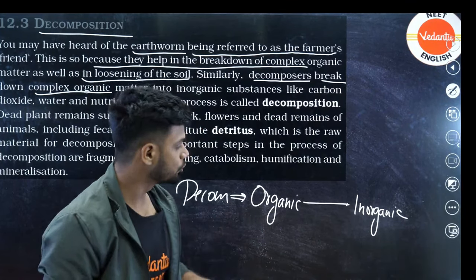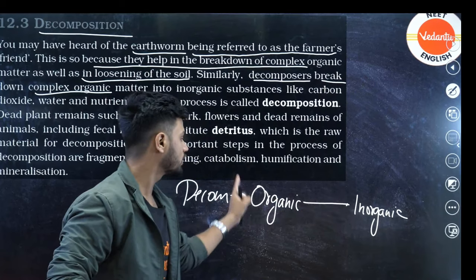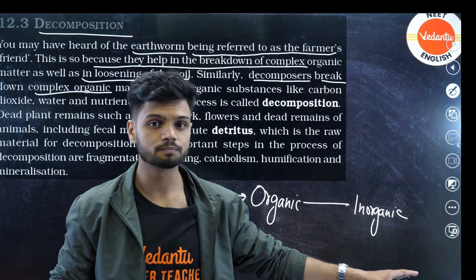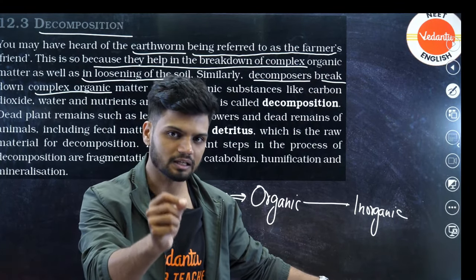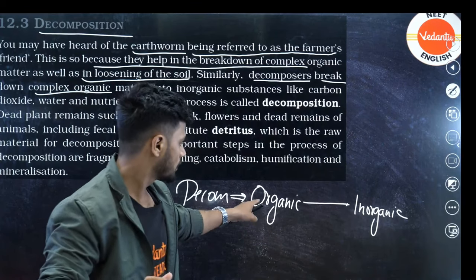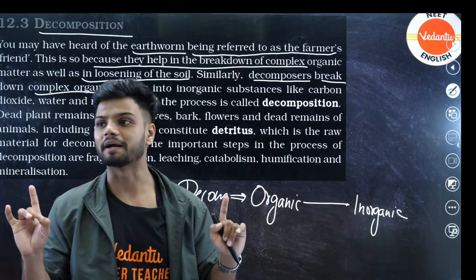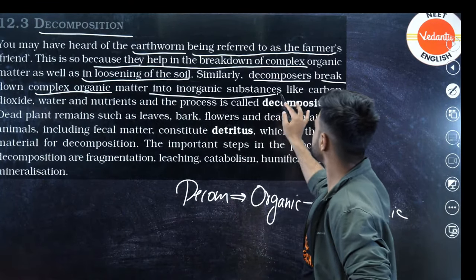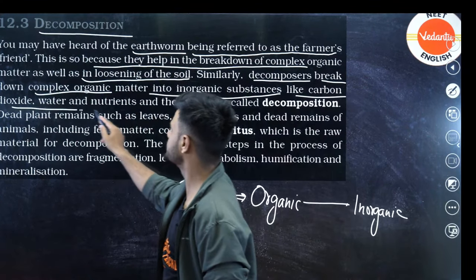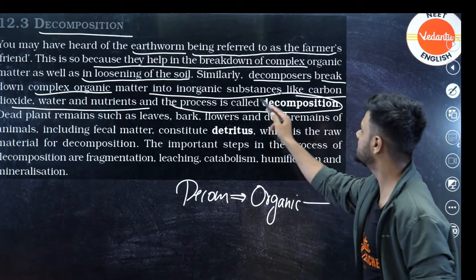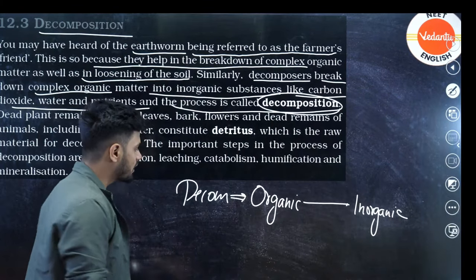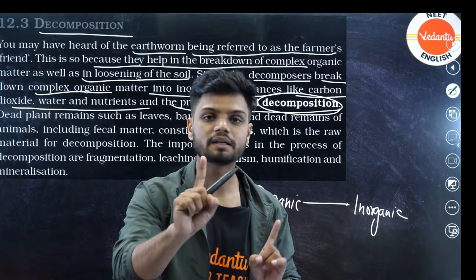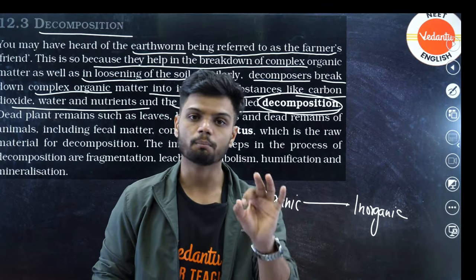Decomposers, how do they function? Do they convert organic to inorganic, inorganic to organic, organic to organic, or inorganic to inorganic? They can ask you a question like this to trick you. So your answer should be: decomposers completely break down organic matter into inorganic matter. Clear? Amazing. Now, into inorganic substances like carbon dioxide, water and nutrients, and the process is called decomposition. So conversion from organic to inorganic by the decomposers is called decomposition. This is the definition for all the board students.